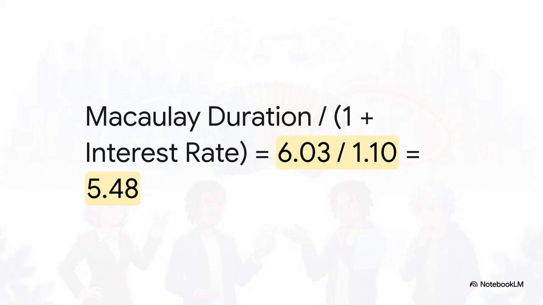So let's run the numbers. For investment A, we take its Macaulay duration of 6.03 years and divide it by 1.10, and that gives us a modified duration of 5.48. Now we'll do the exact same thing for investment B. We take its shorter Macaulay duration, 5.80, divide by that same 1.10, and we get a modified duration of 5.27.